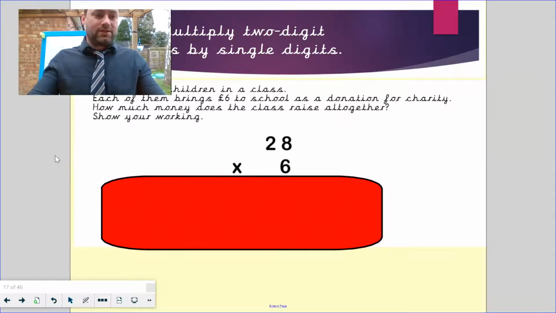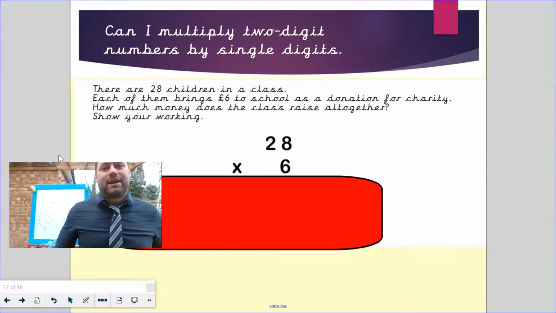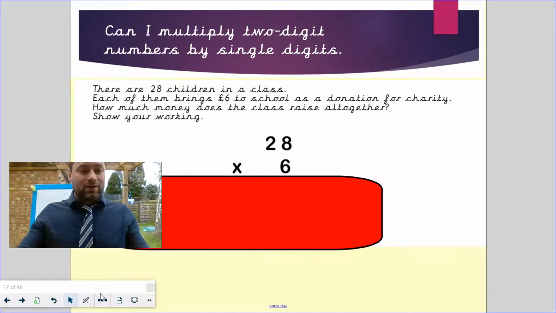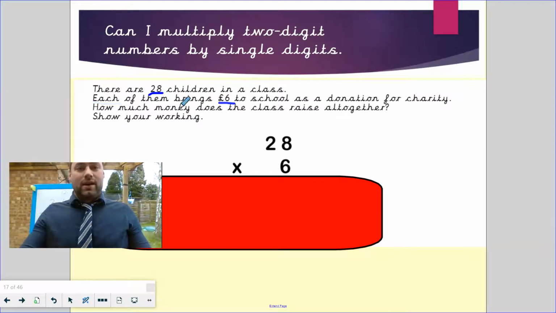So you'll obviously get questions like this in word problems as well. In a word problem here, we've got 28 children in a class. Our keywords that we need to prepare here: each of them brings in £6. So each child brings in £6, okay? And there are 28 children in a class. So every child is bringing in £6 each. And we need to find out how much money the class raise all together.